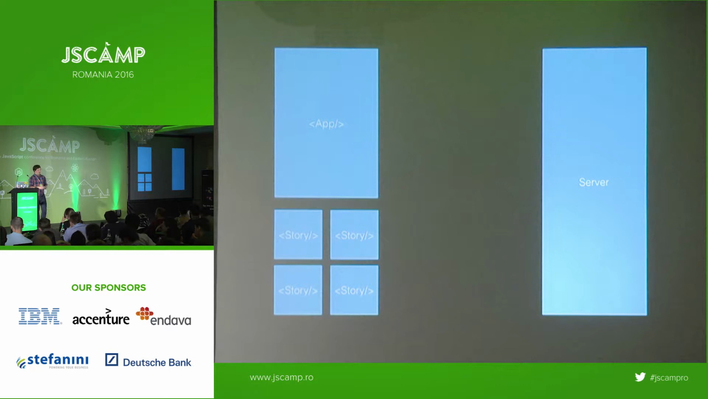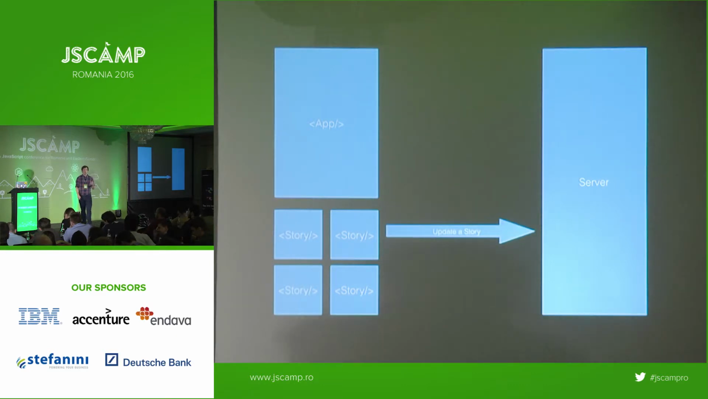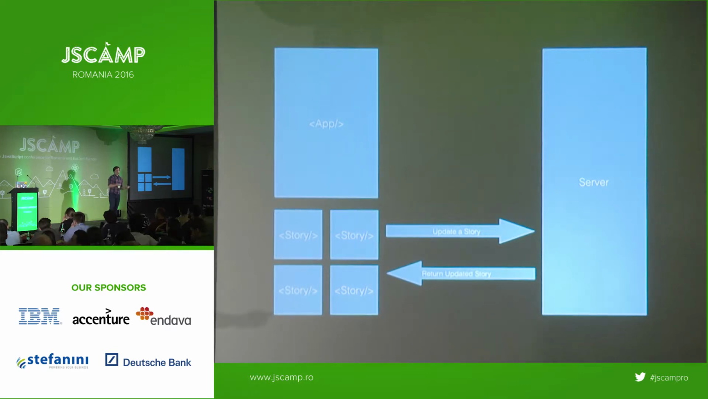So let's have a look at the next thing, which is updating. So we've talked about fetching data. Now let's talk about how we update that data, how we handle changes in our application. So really, the updates should come from the story components. When you vote on a story, it should be the story component that handles that vote, that click on the vote button, and sends that to the server. And then the server's going to return the updated story.